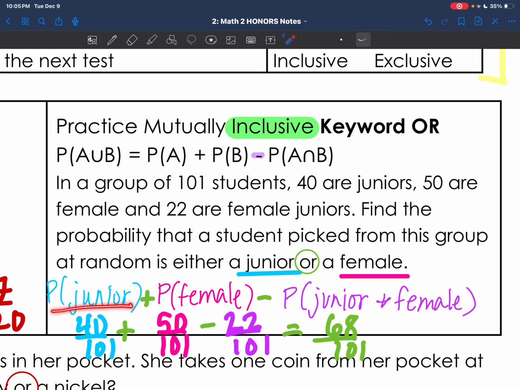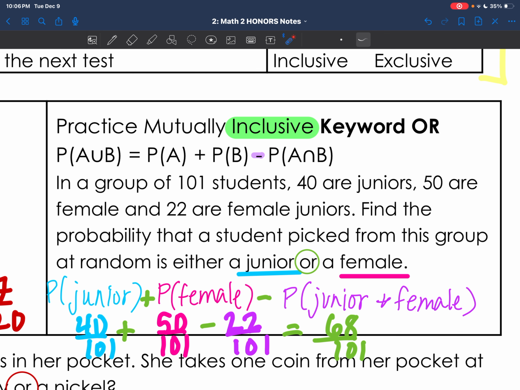So we're going to take the probability of junior, which is 40 out of 101. We're going to add it to the probability of a female, which is 50 out of 101.